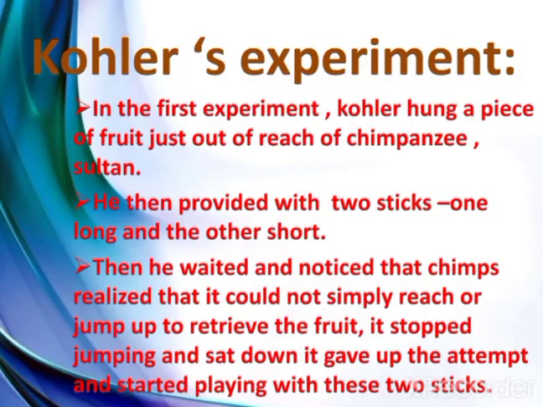Kohler's experiment. In the first experiment, Kohler hung a piece of jackfruit just out of reach of a chimpanzee named Sultan. Then he provided two sticks, one long and the other short. He waited and noticed that the chimp realized it could not reach or jump up to retrieve the fruit. It stopped jumping and sat down. It gave up the attempt and started playing with the two sticks.